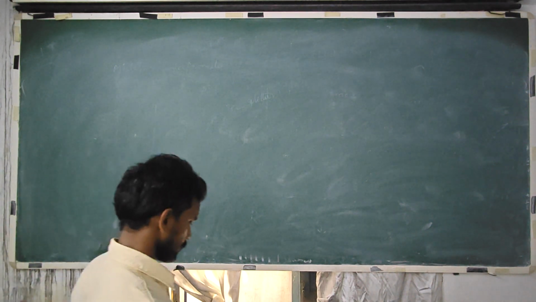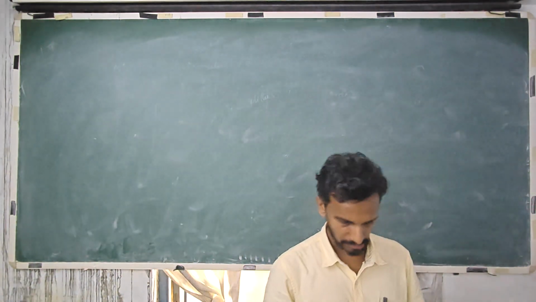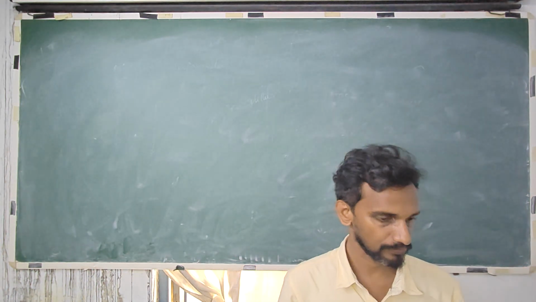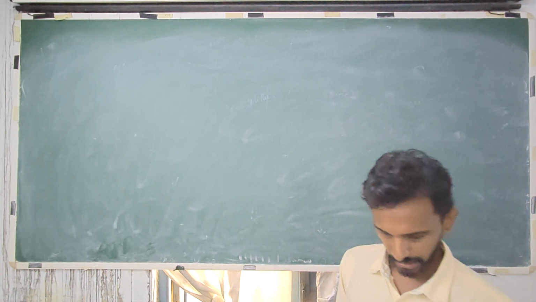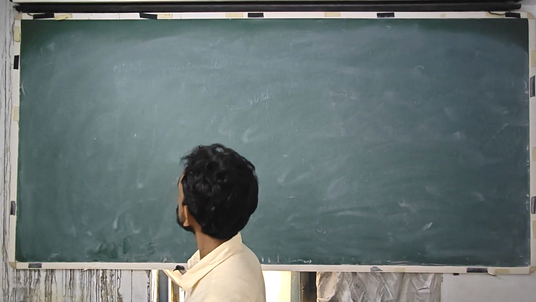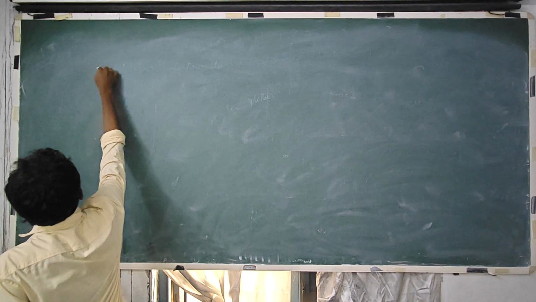Okay. So we see a few problems on interference and then we go to diffraction. The first one is this. It's a double slit experiment.